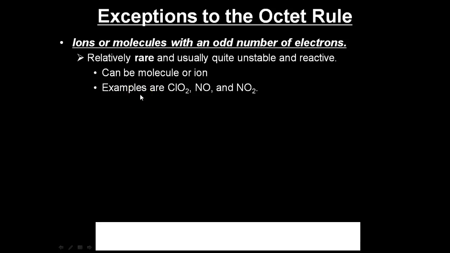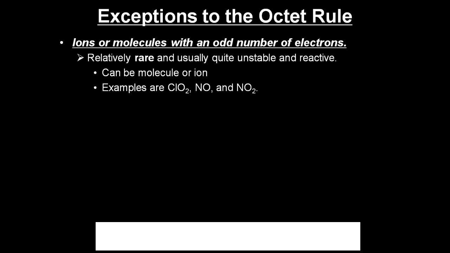Now we're going to look at some important exceptions to the octet rule, the rules we've been using for drawing these Lewis structures. Sometimes ions or molecules can actually have an odd number of electrons. Since electrons are paired up in bonds and in lone pairs, these odd-electron molecules are called radicals. They're fairly rare, but they can be both molecular or ionic.